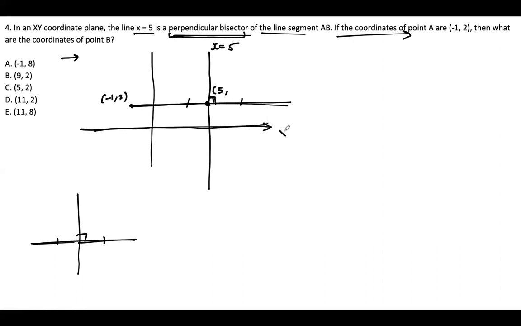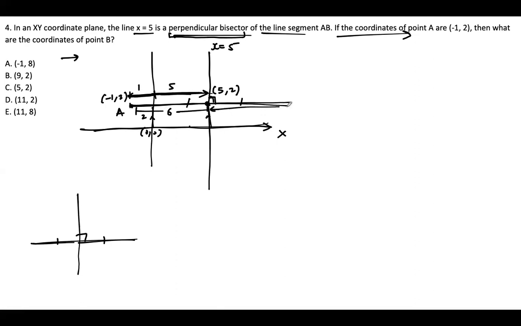Since this is perpendicular, this line will be parallel to the x-axis. So if this is at a distance of 2 units, this will also be at a distance of 2 units. Let's say this is 5, 2 and this is -1, 2, what will be this distance? This is 5 units, and this is 1 unit, a total of 6 units.